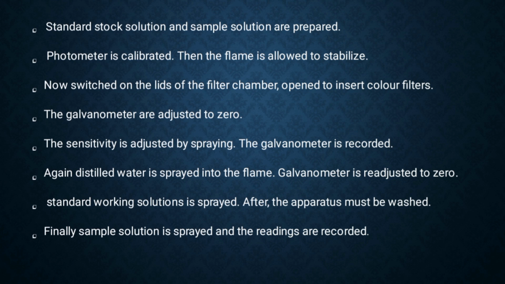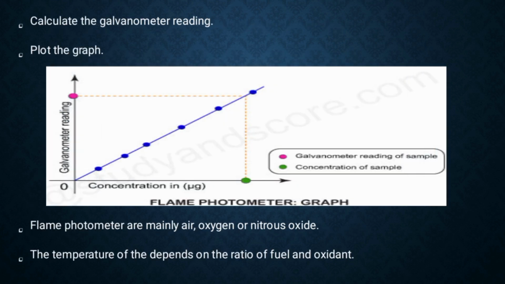Finally, the sample solution is sprayed in the flame 3 times and the readings of the galvanometer are recorded. After each spray, the apparatus must be thoroughly washed. Next, calculate the galvanometer reading. This reading is used to plot the graph of concentration against the galvanometer reading to find out the concentration of the element in the sample. The fuels in a flame photometer are mainly air, oxygen or nitrous oxide.